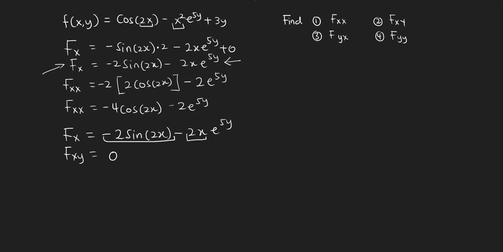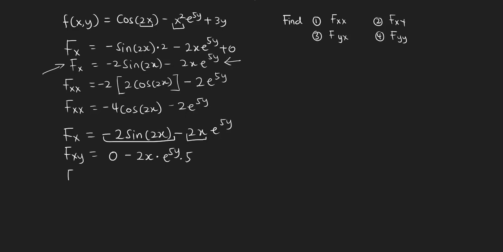This 2x doesn't have any y attached to it, so we are going to keep it as a constant. So you have minus 2x. Now let's differentiate e to the power 5y. Differentiating e to the power 5y, I'm going to have e to the power 5y. Then I'll multiply by the derivative of 5y, which is 5.